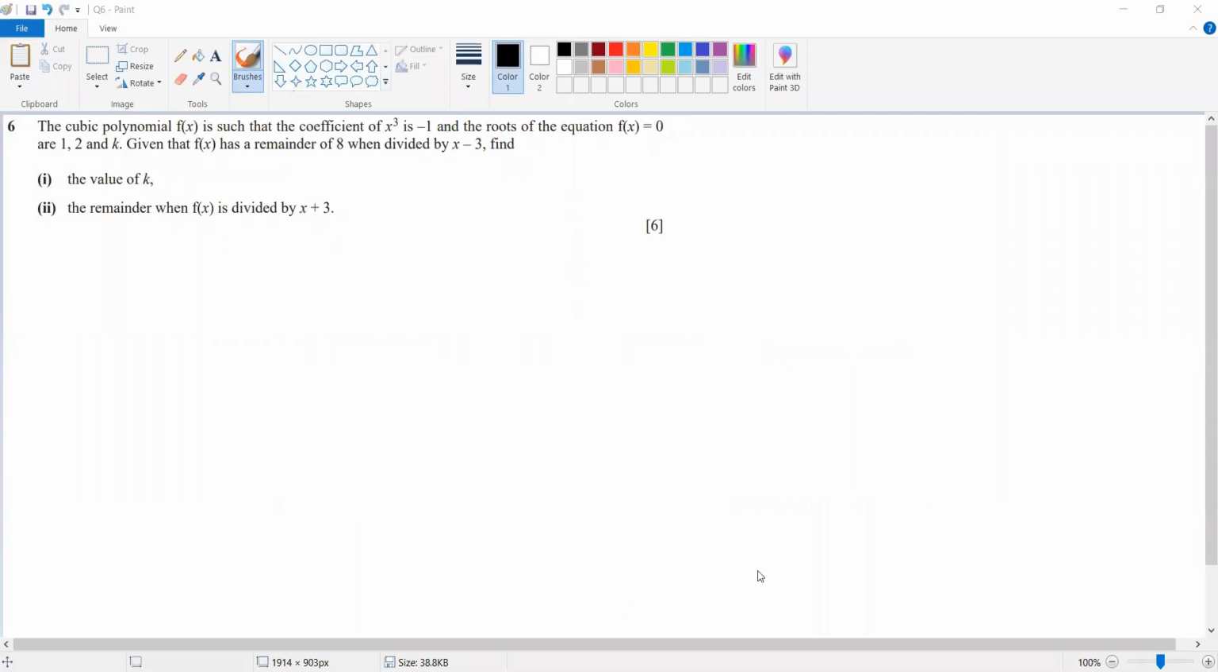So the cubic polynomial f(x) is such that the coefficient of x cubed is -1, and the roots of the equation f(x) = 0 are 1, 2, and k. Given that f(x) has remainder 8 when divided by x minus 3, find the value of k and the remainder when f(x) is divided by x plus 3. So this is using a theorem called the remainder theorem.